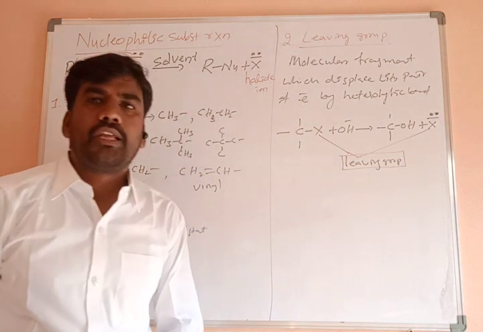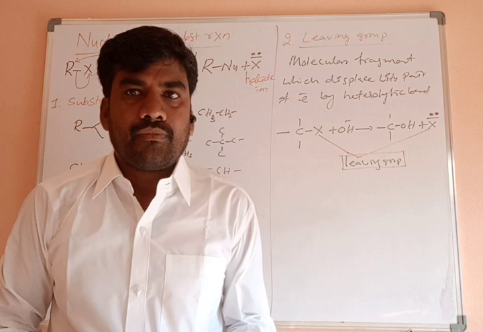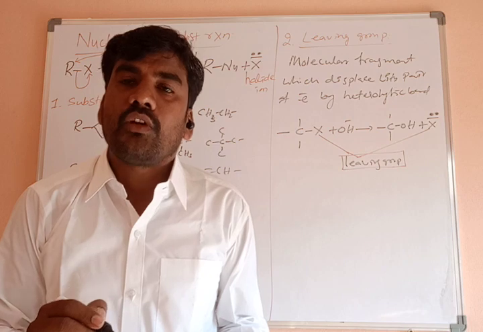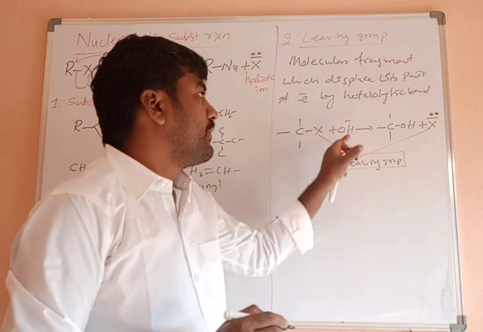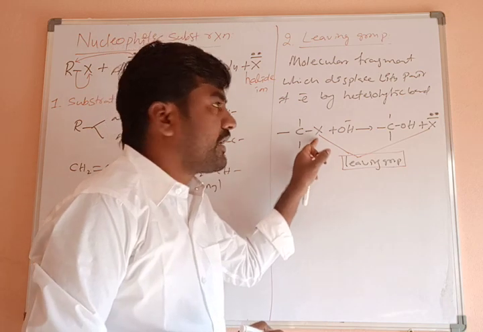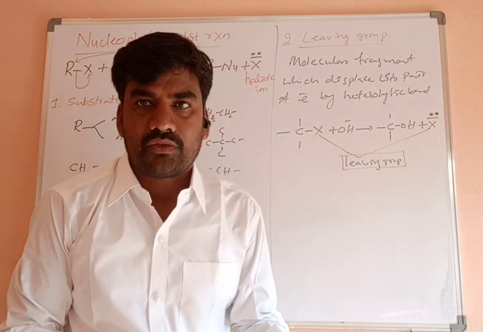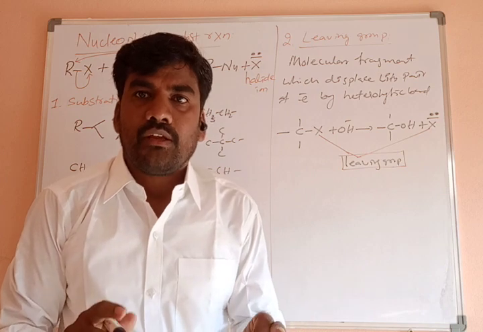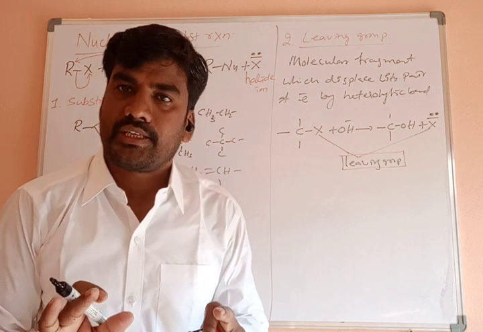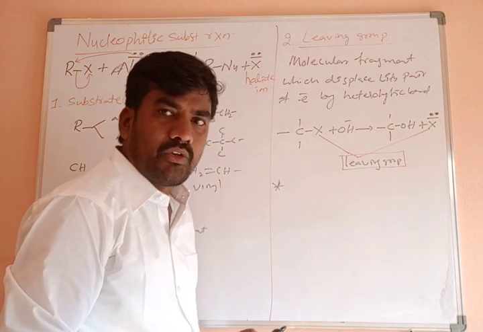The leaving group plays an important role in nucleophilic substitution reactions. For example, a nucleophile is attacking the carbon. A halide ion also acts as a nucleophile, but it is not ready to leave the substrate, which means the reaction is not carried out. The leaving group should leave the substrate to complete the nucleophilic substitution reaction. So the leaving group plays the main role in the nucleophilic substitution reaction.